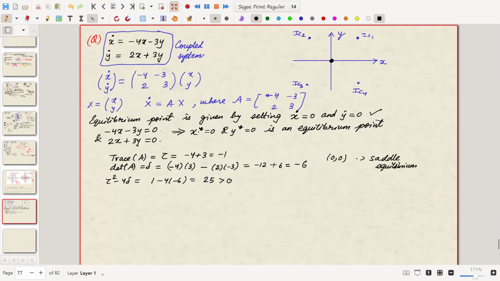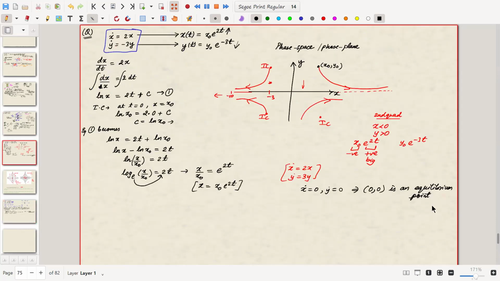Saddle equilibrium point, but there is a catch. What is that catch? This example was very nice, because on the y-axis, these were the eigenvectors for your case. Can you write this equation in terms of x dot equals A x, x dot, y dot equals 0 minus 3 x y, isn't it?